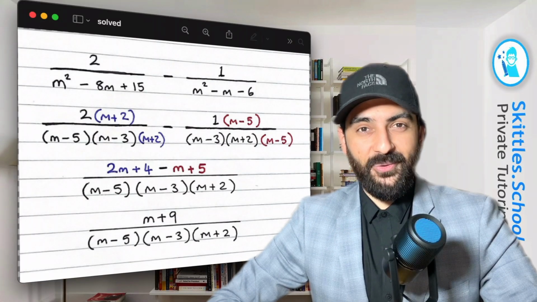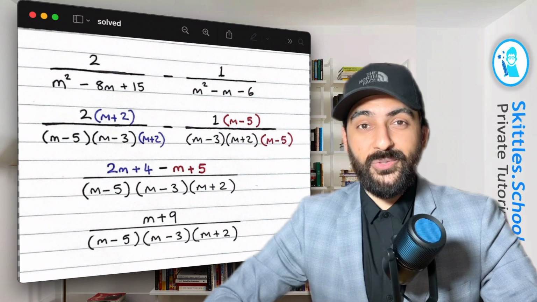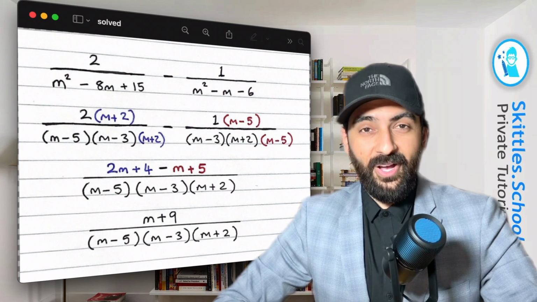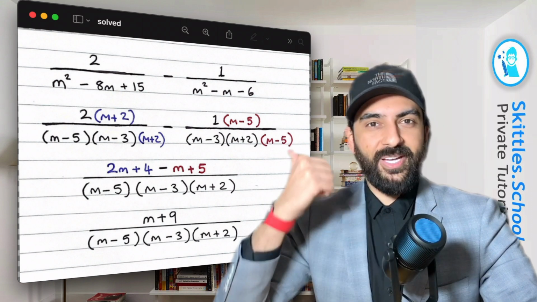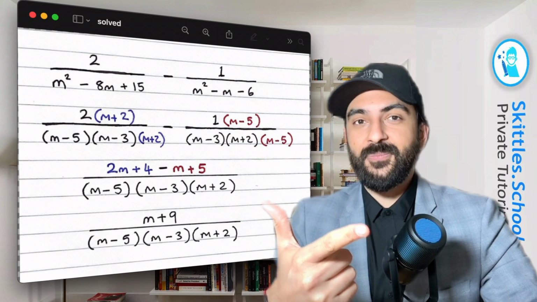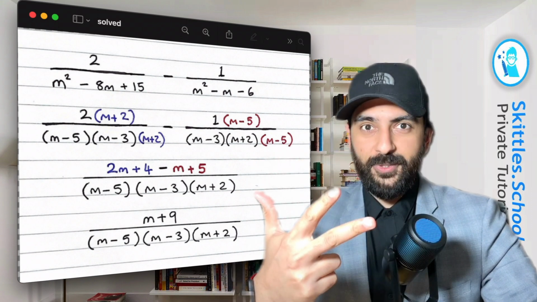And that's all there is to it. So the key skills that we've used in this question are subtraction of fractions, factorising a polynomial, and simplifying algebra.